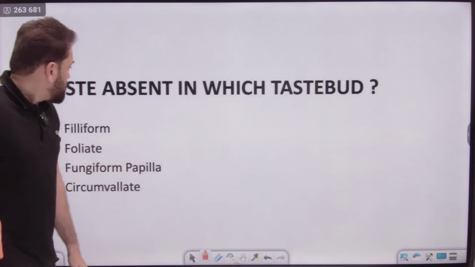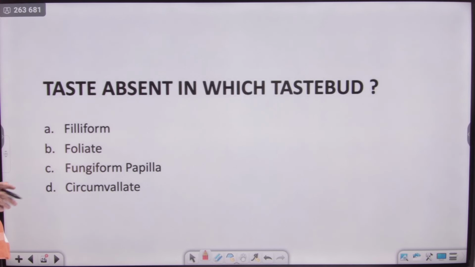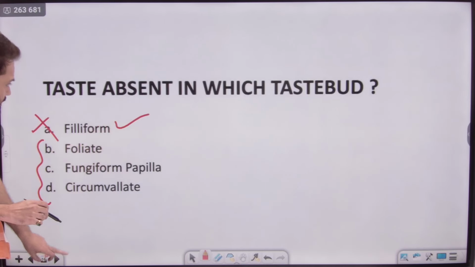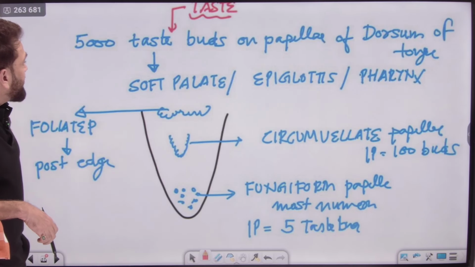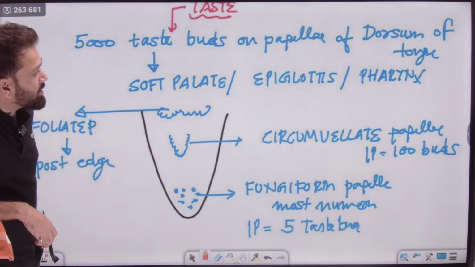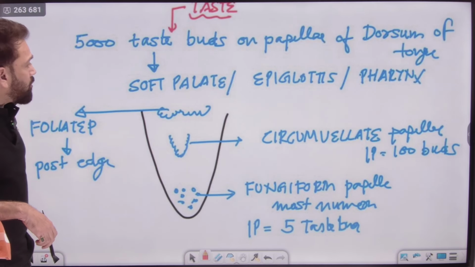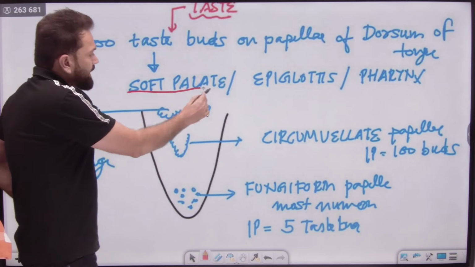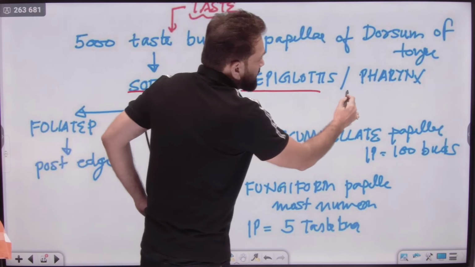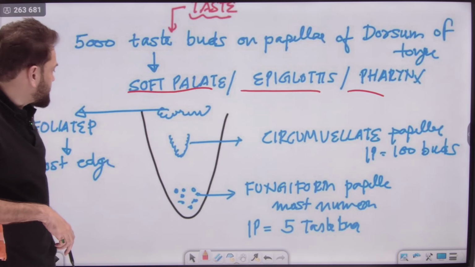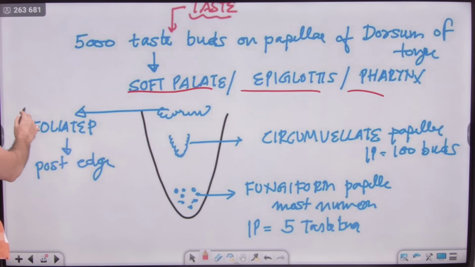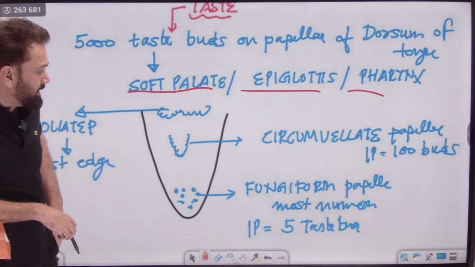Taste is absent in which taste bud? These three have taste buds, this one does not. So the answer will be filiform. And this is from my video notes only, that 5,000 taste buds are present on the papillae of the dorsum of the tongue, on the tongue also, soft palate also, epiglottis also, and pharynx also. Now you can see the fungiform, the circumvallate, and the foliate all have taste buds, not the filiform.